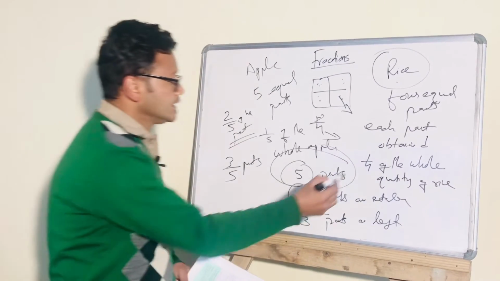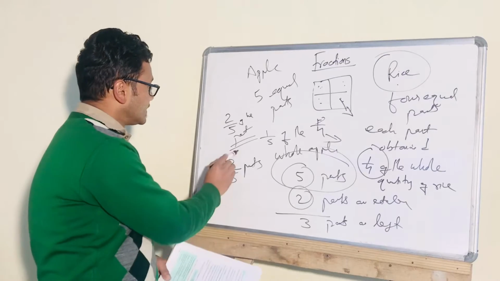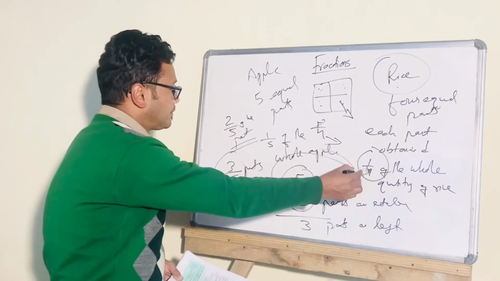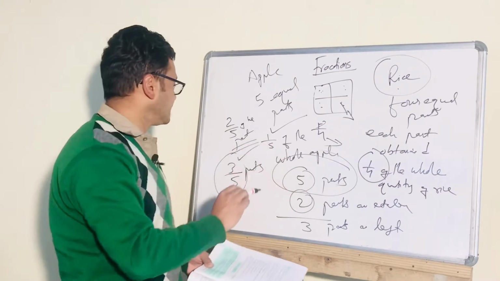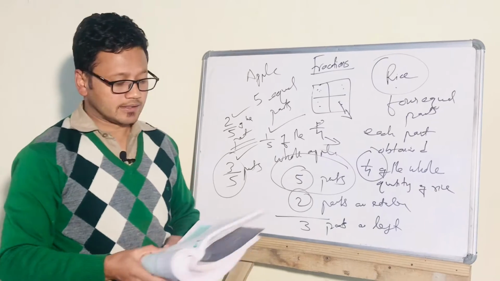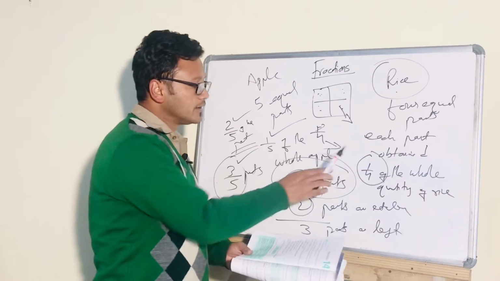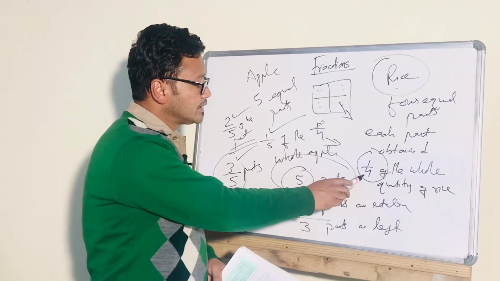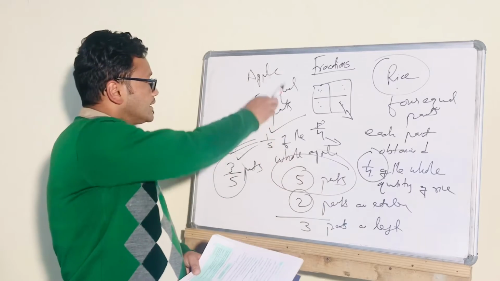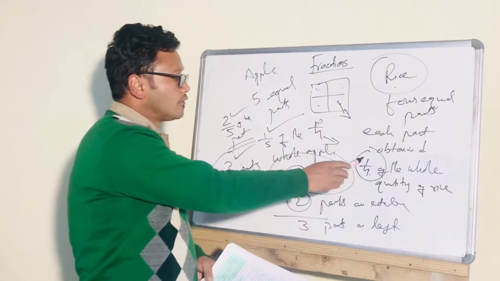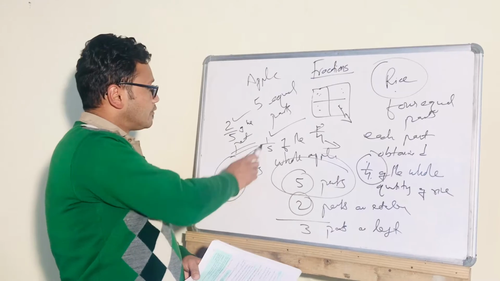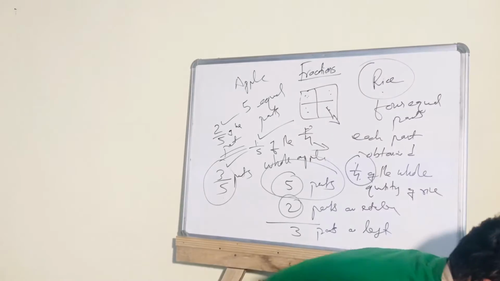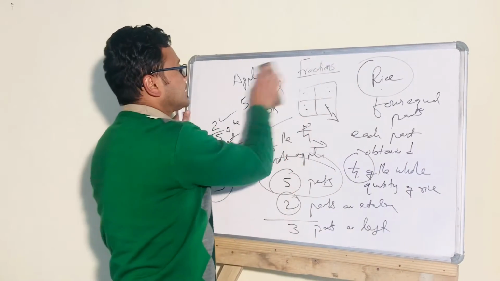Now we can say this 1 by 4, this 3 by 4, these are fractions. 1 by 4, 1 by 5, 3 by 5 and 2 by 5 are fractions. These numbers represent particular fractions of the whole quantity. The whole quantity is 4 in this rice, and in this apple the whole quantity is 5, but 1 by 4, 3 by 5, 1 by 5 are the fractions. This is the basic concept of fractions.